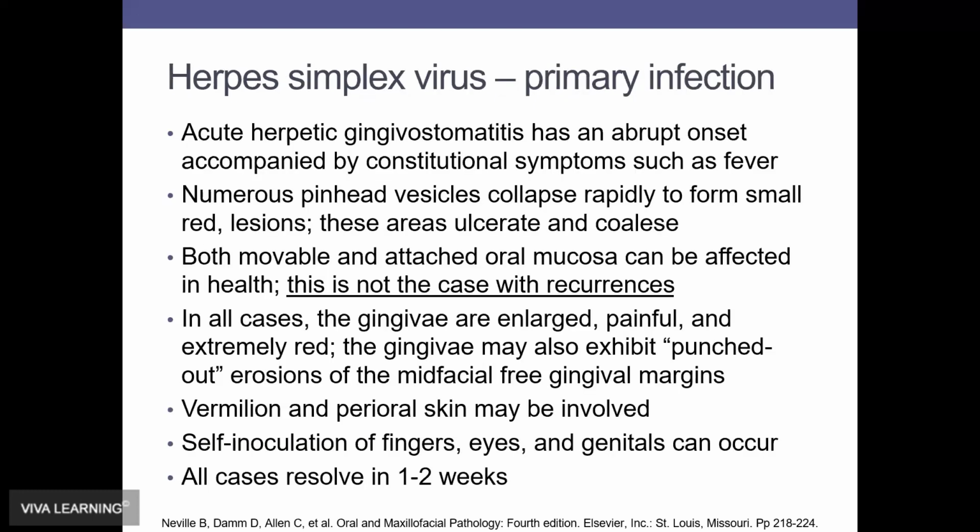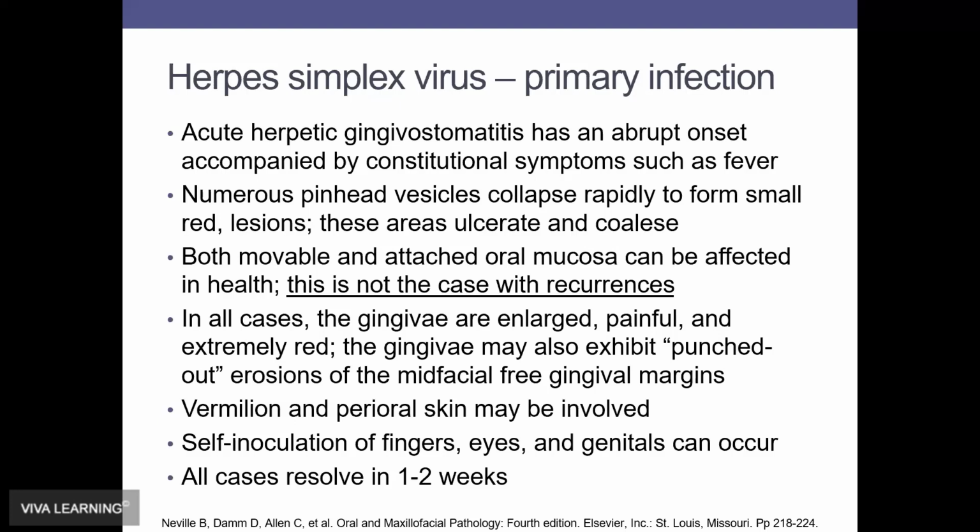So let's talk about the primary infection. The primary infection only shows itself clinically in 10 to 20% of patients, meaning most patients who have been infected with herpes simplex virus have no idea. They never had these lesions. But if you're part of that cohort that does have a clinical presentation, the most common way it presents is called acute herpetic gingivostomatitis. There will be an abrupt onset, accompanied by constitutional symptoms such as fever, malaise, anorexia, and the patient just won't feel good.